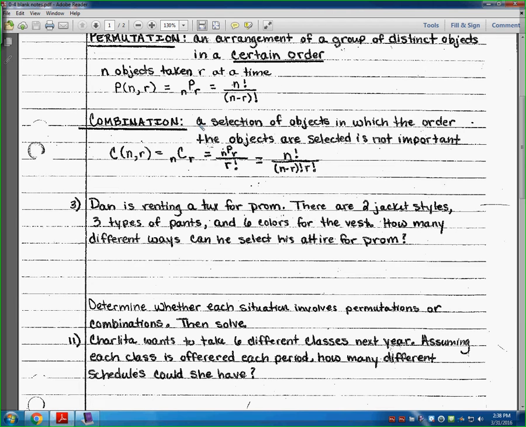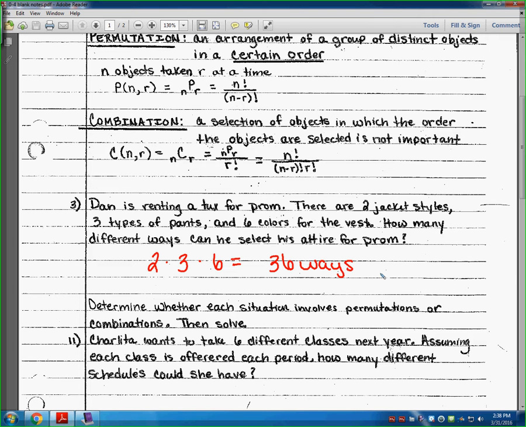So how many types of jackets do we have? 2, right? Times how many types of pants? 3. Times how many types of colors for the vest? 6. The fundamental counting principle says you take the first option times the second option times however many more options you have. So it's 2 times 3 times 6. Our answer is 36 ways. It's really easy, okay?